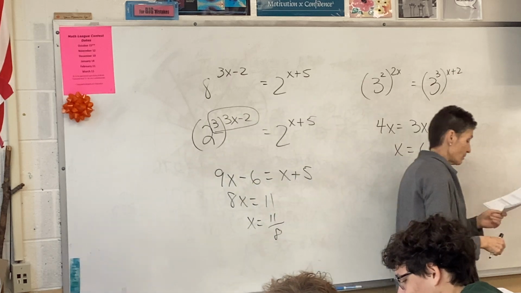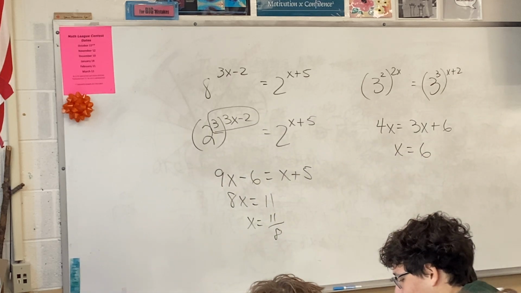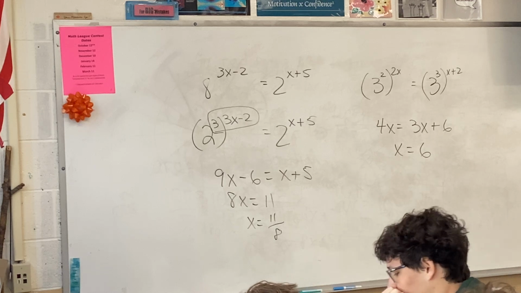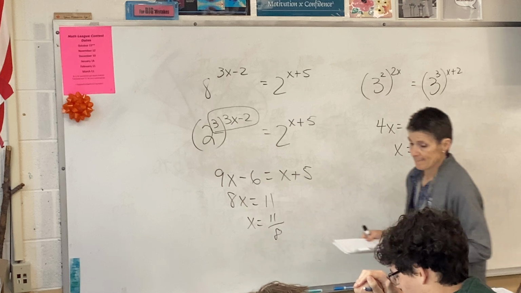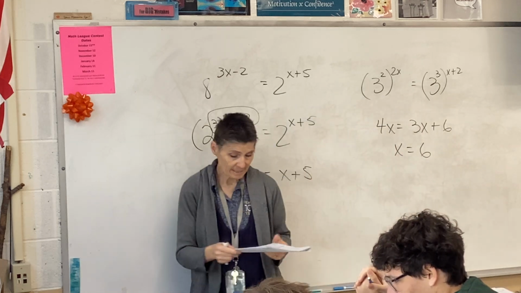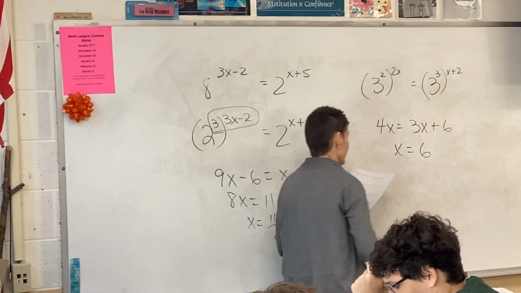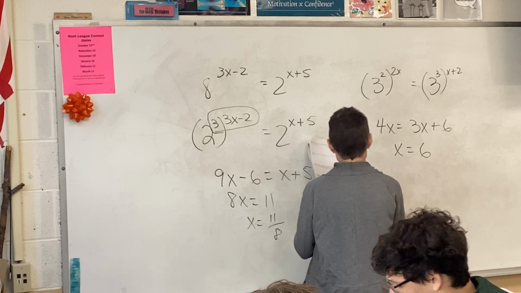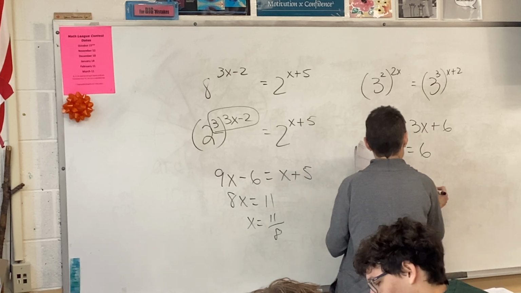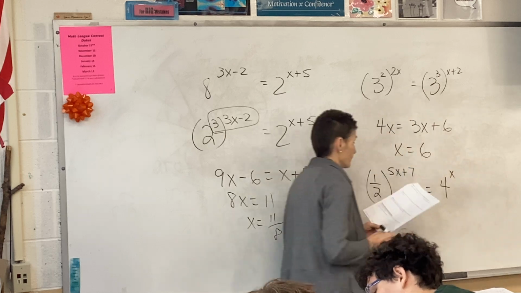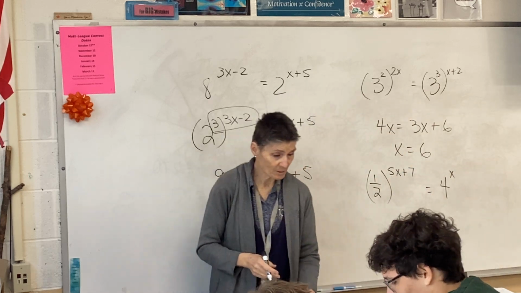Now you and your partner are going to do D. So discuss together, figure out what base you're going to use. You'd like to get a common base. If you can't, you'll need logarithms, so you really don't want to do that. We're going to get a common base. Think about what base you're going to use.